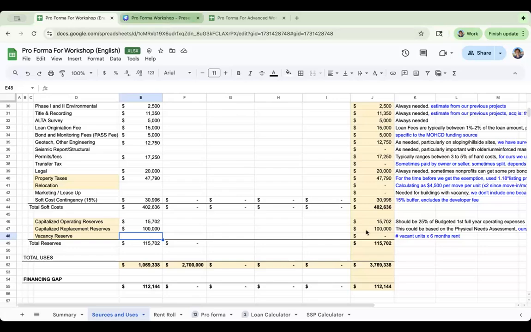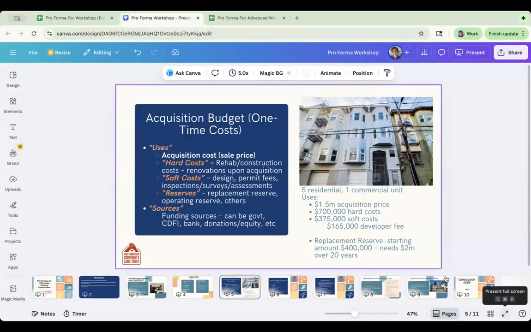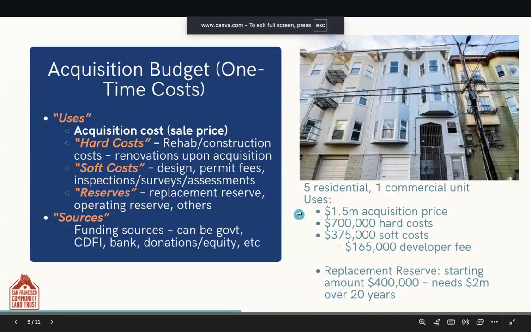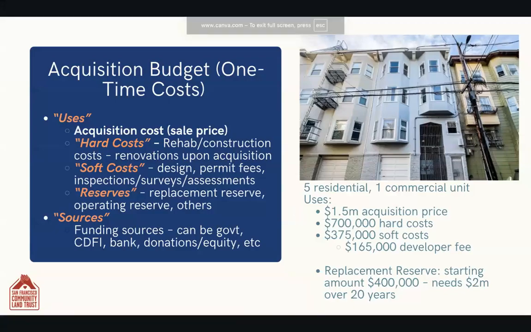Okay, thank you for sticking with me through that. I know that was a lot of information. And so that is the basic overview of the acquisition budget, the sources and uses.